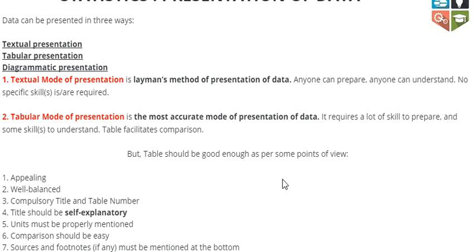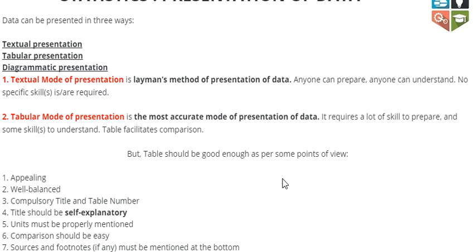Units must be properly mentioned. If some weight is written, then you must write that it is in kg or quintal or ton or whatever. Comparison should be easy. Data must be presented in such a way that anyone can compare. Sources and footnotes must be mentioned at the bottom.